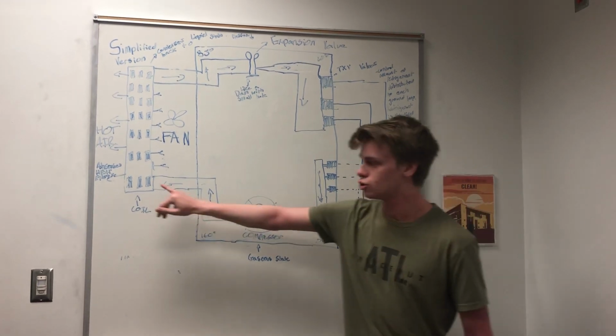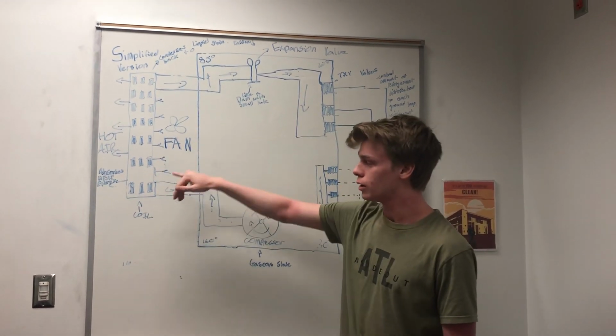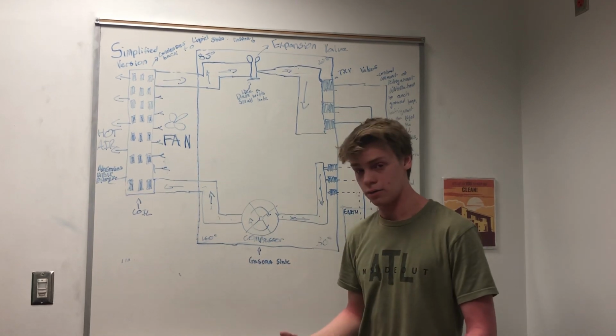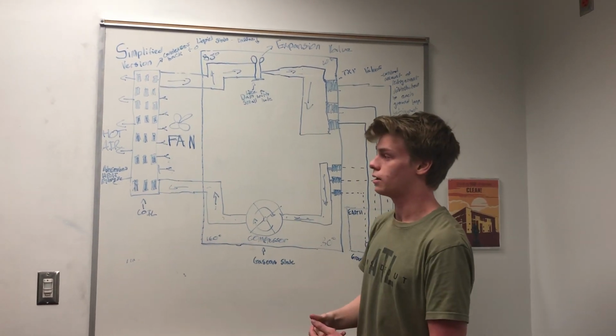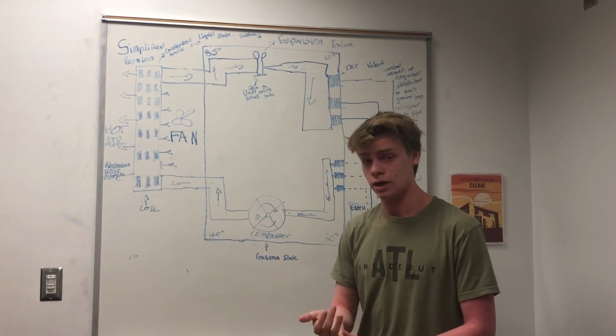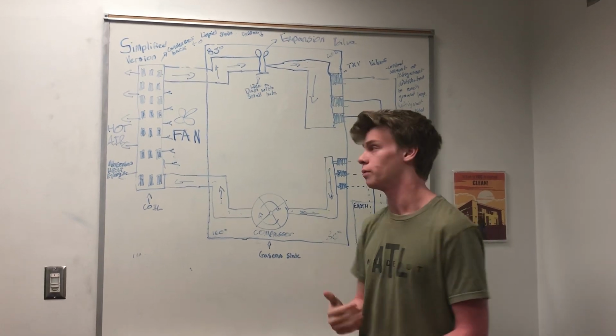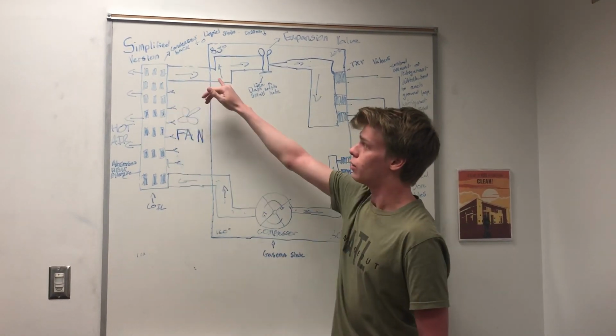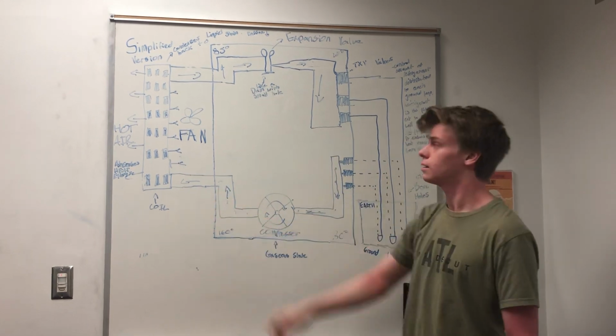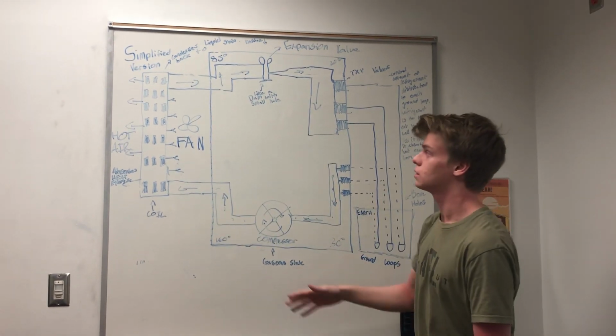Then it moves into a coil. The coil absorbs the hot air or the hot refrigerant, and the coil absorbs the heat energy, which can be used to power your home. It then comes out of the coil in a liquid state at about 85 degrees.